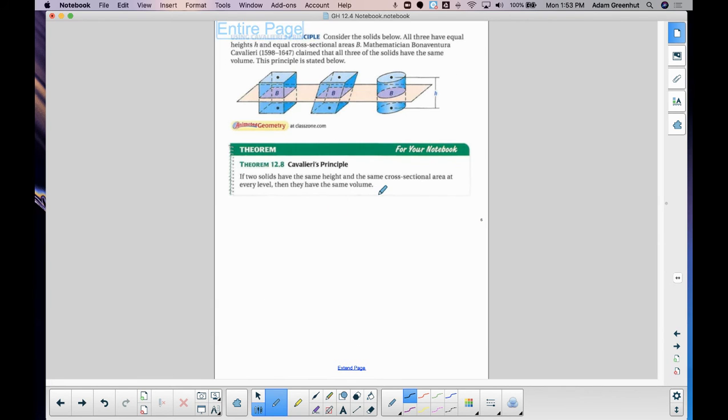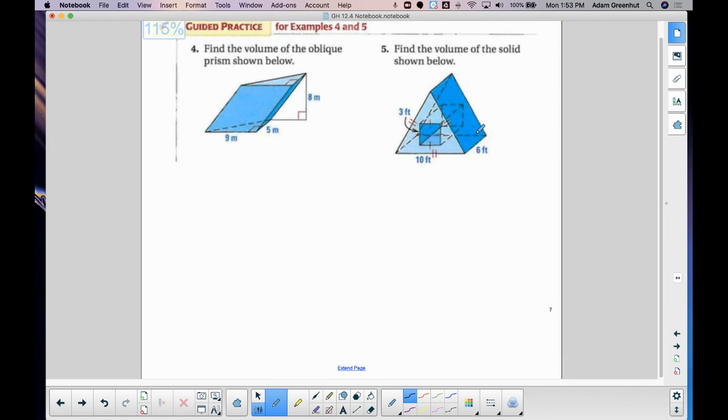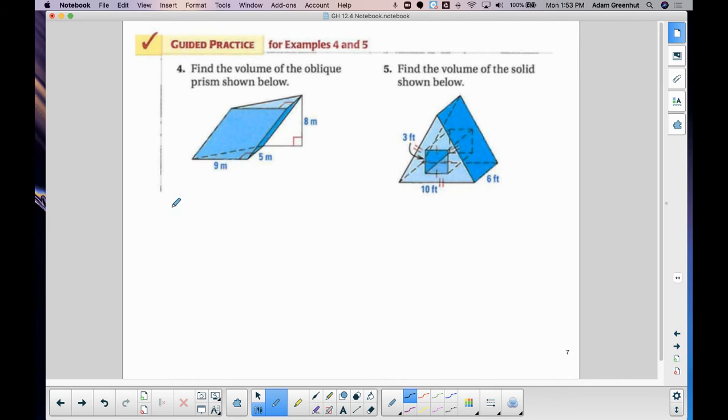Let's see. This Cavalieri's principle just says that if I have different solids that have the same area of their base and the same height, that they're going to have the same volume. So if this square, this parallelogram, and this circle all have the same area, and they're all the same height, then their volumes are all going to be the same. Very simple. Let's find the volume of this oblique prism. Let's see what you think. See if you can do it.